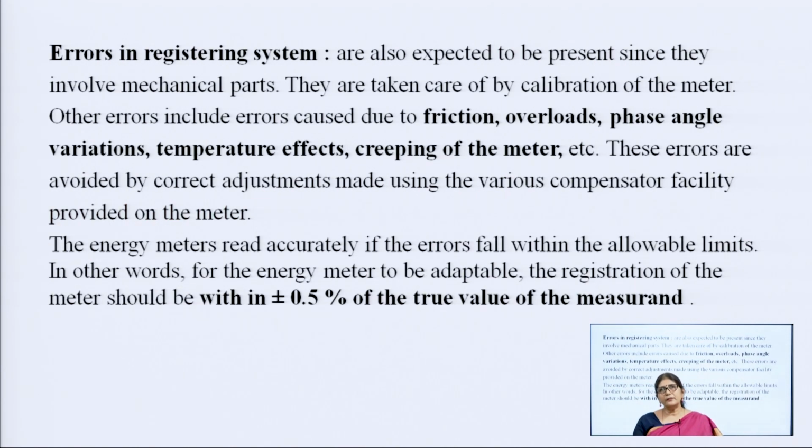Similarly, in the registering system, since it involves mechanical parts, calibration has to be done. Otherwise, due to friction, overloading, phase angle variation due to temperature effect, creeping of the meter, etc., error is produced in the registering system also.